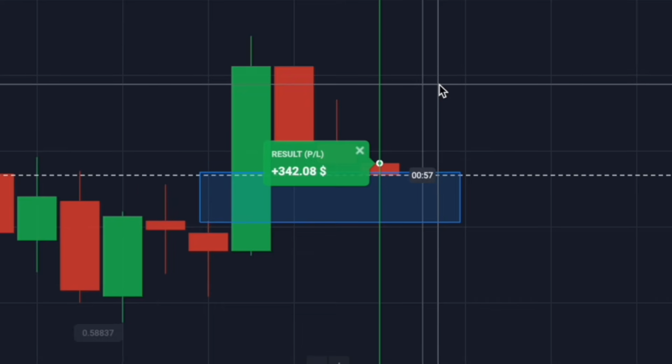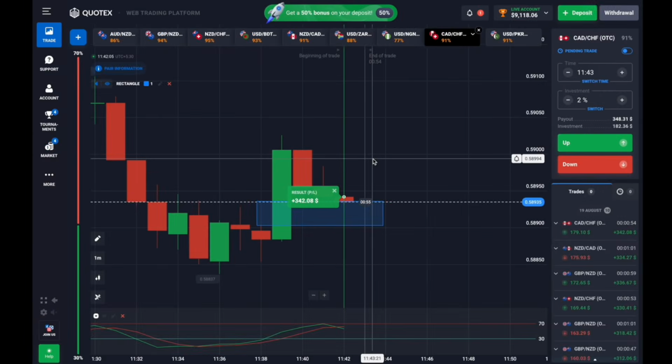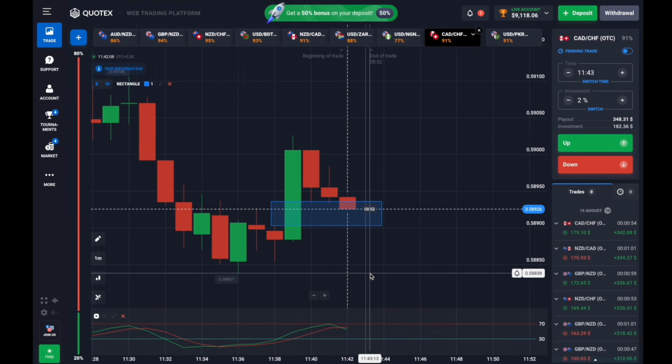Alright traders, I hope now you know how you can take multiple confirmations from different factors while trading binary options.